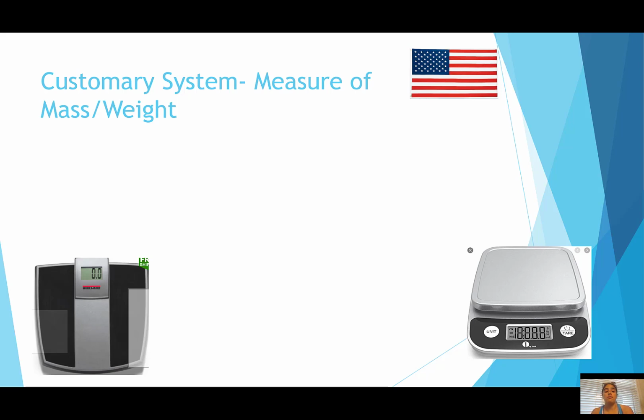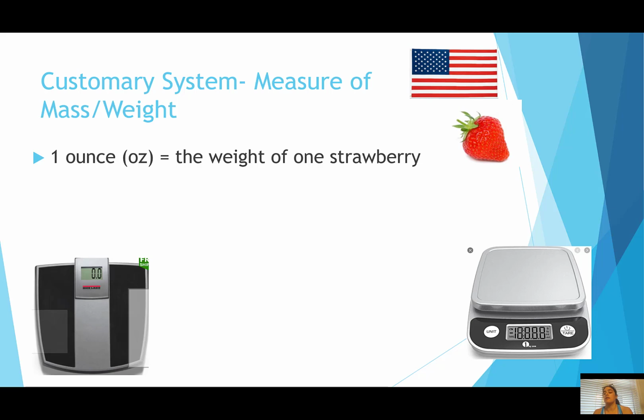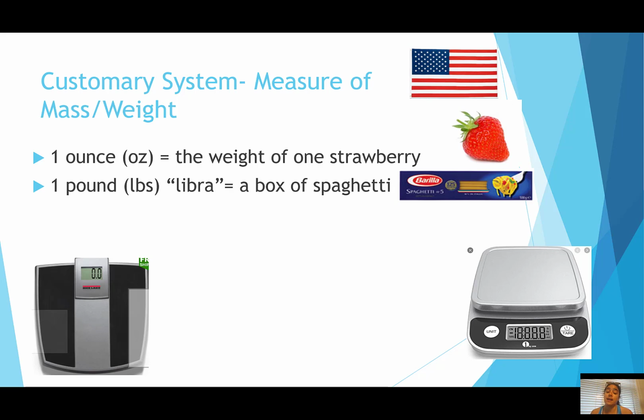So there are 3 units of measure in the customary system for mass and weight. The first is 1 ounce, which is really light. It's used to measure things that are not very heavy, and it's about the weight of 1 strawberry. 1 pound is about the size of a box of spaghetti, or how much 1 box of spaghetti weighs. And the abbreviation for pounds is LB, which is kind of confusing because it should be P, like for pounds, but the way I have people remember it is if you know what pound means in Spanish, libra, then it's very similar because you see the same letters, okay?